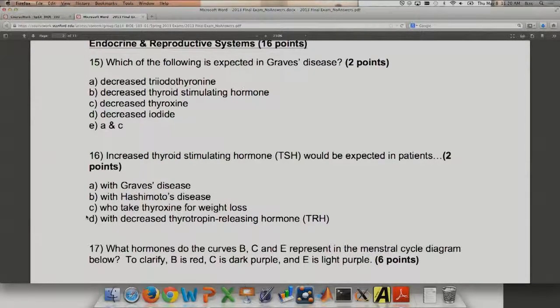So which of them is going to be decreased in Graves' disease? I think the other thing is, do you know what Graves' disease is? Yeah, that's hyper. Yeah.